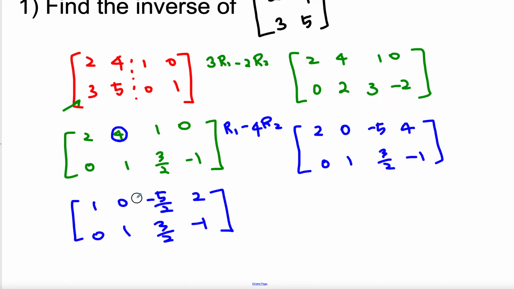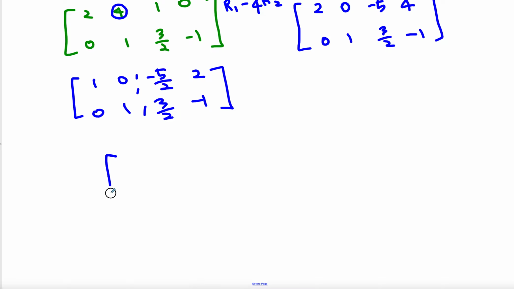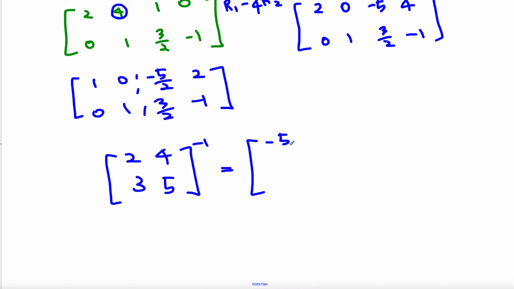So this is how we can figure out the inverse. Therefore we realize that the inverse of the original matrix, which was 2, 4, 3, 5, is in fact equal to negative 5 over 2, 2, 3 over 2, and then negative 1. But if you remember, yesterday we came up with a formula for doing this right away. Let's see if they match or not.